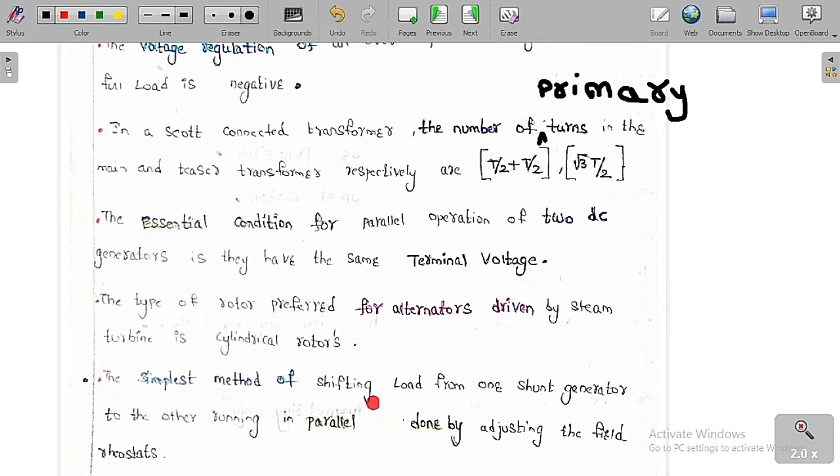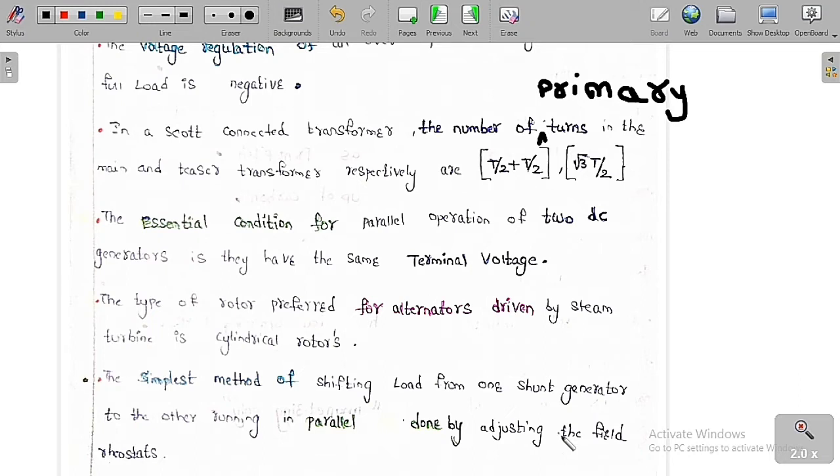The simplest method of shifting load from one shunt generator to the other running in parallel is done by adjusting the field rheostats.